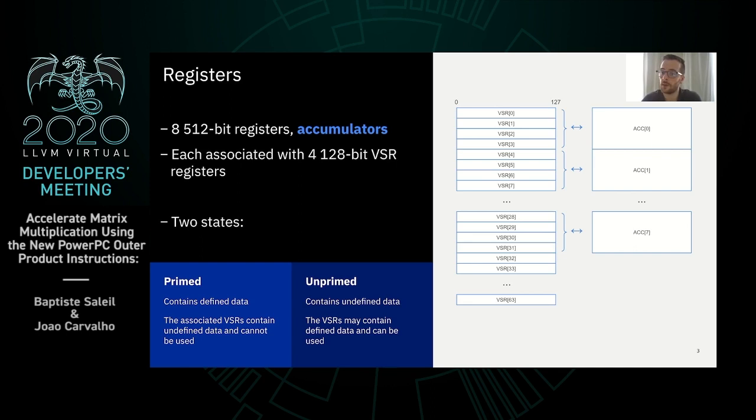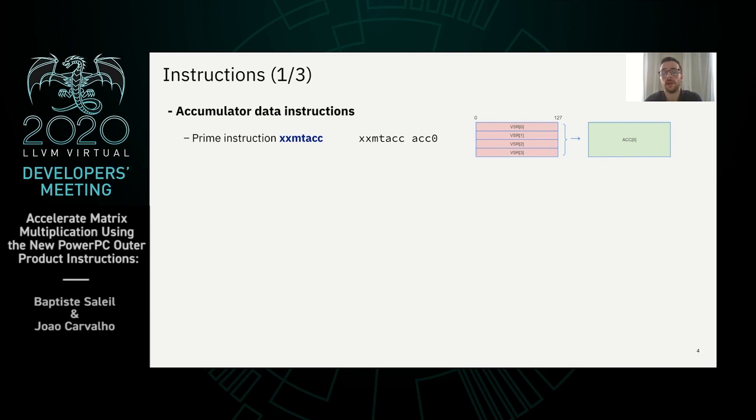There are three kinds of instructions for MMA. The first kind is the instructions to move data from and to the accumulators. So we have the XXMTACC instruction. This instruction takes an accumulator operand and copies data to it from its four associated VSR registers. So this instruction actually primes the accumulator.